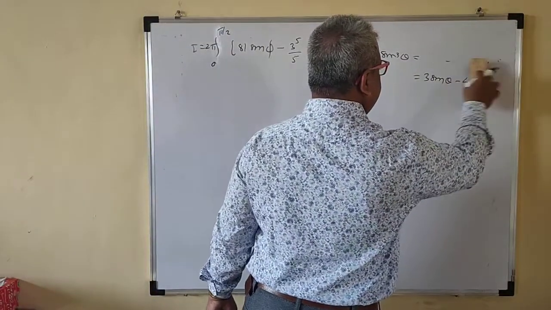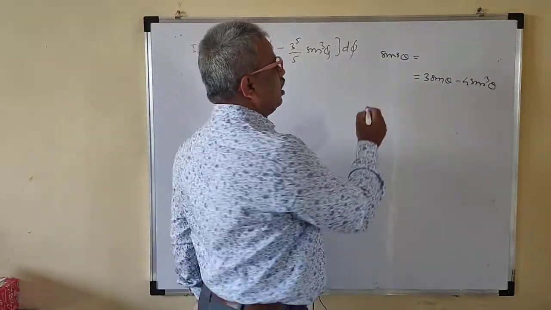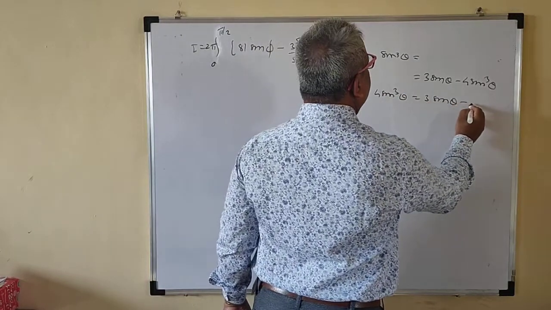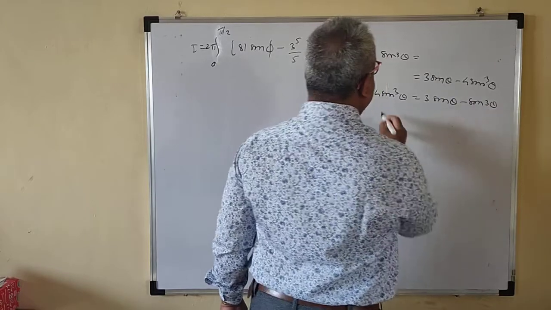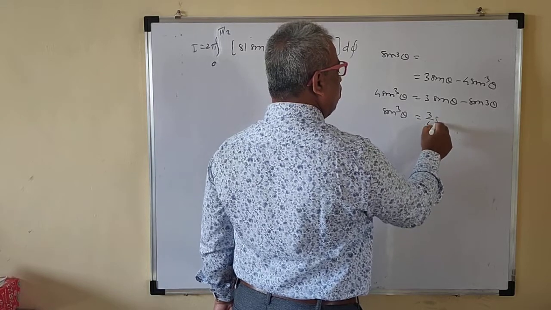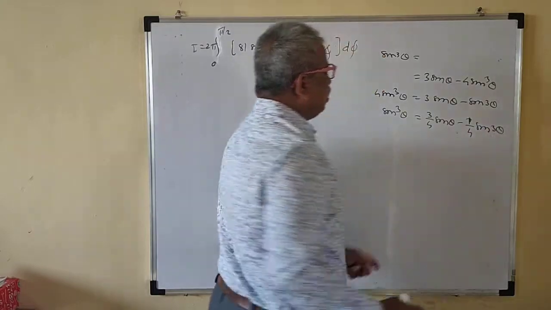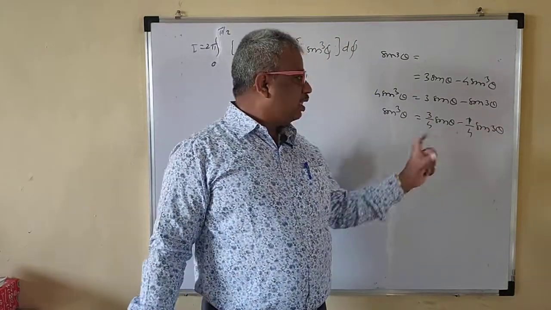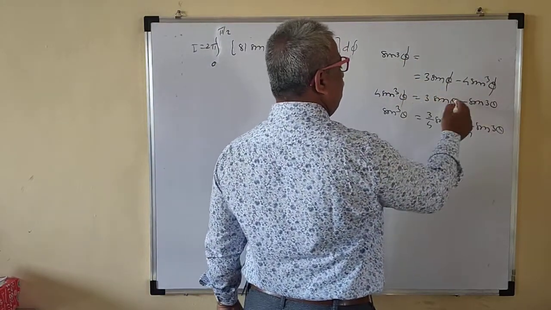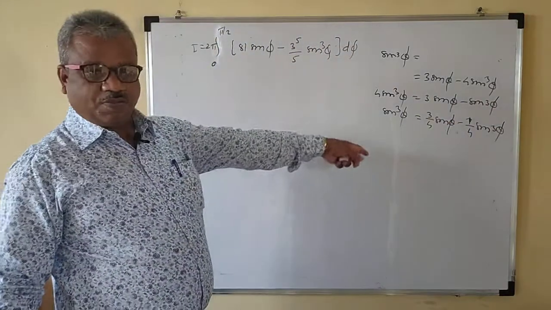Now what we'll do? We'll shift sin cube theta to this side and sin 3 theta to the other side. So 4 sin cube theta is equal to 3 sin theta minus sin 3 theta. Divide by 4: sin cube theta is equal to 3 by 4 sin theta minus 1 by 4 sin 3 theta. Now sin theta and sin 3 theta are integrable. Here there is a phi, so we write it in phi, and we get sin cube phi.